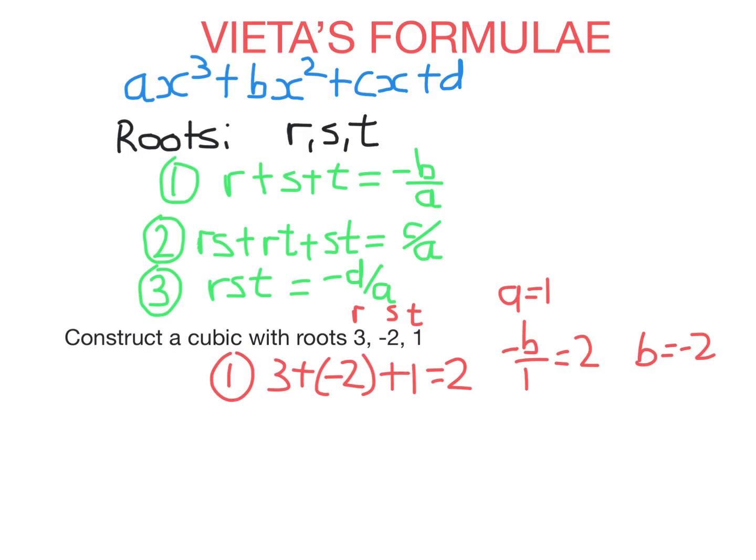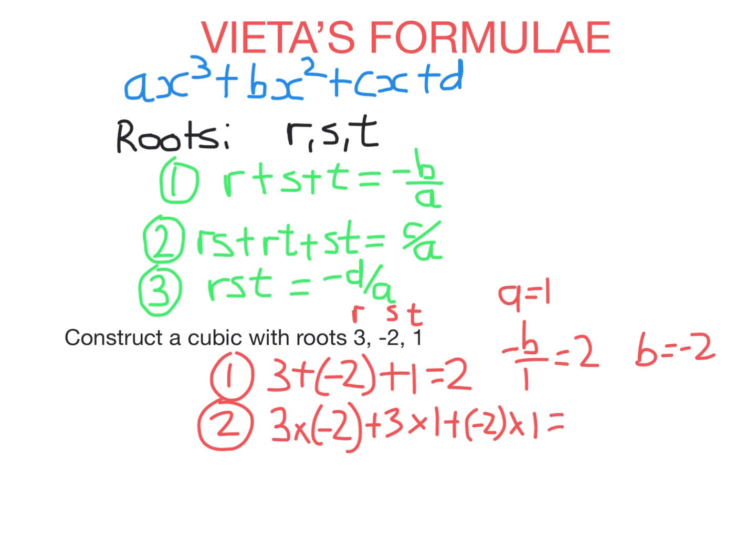Formula 2 tells us when we take pairwise products, so we take 2 of the roots at a time, multiply together, and then add these up. So this is rs plus rt plus st. Adding up these, I get -6 plus 3 minus 2, which is -5. Because we chose that a was 1, this implies that c is -5.